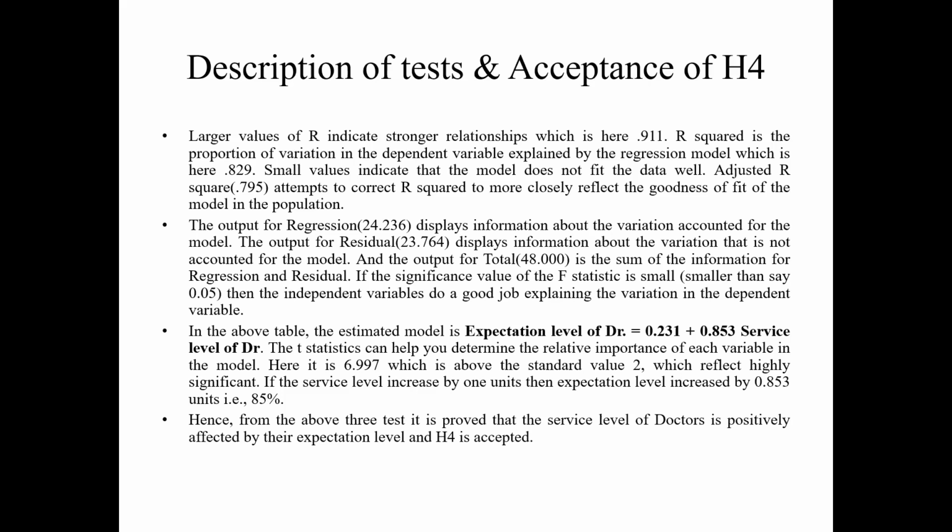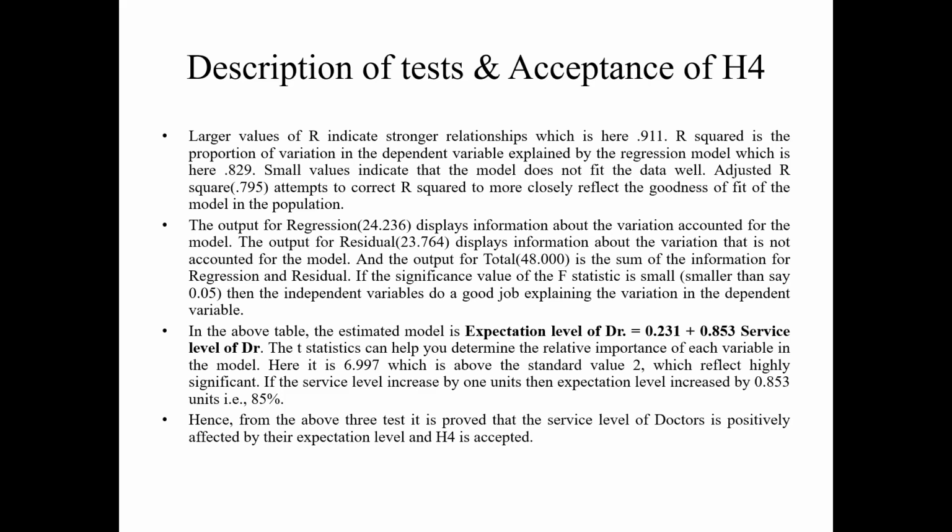Output for the regression, 24.236, displays the information about the variation accounted for by the model. Output for the residual, 23.764, displays the information about the variation that is not accounted for by the model. And output for total, 48, is the sum of information for regression and residual. If the significance value of the F statistic is smaller than say 0.05, then the independent variable does a good job explaining the variation in the dependent variable.